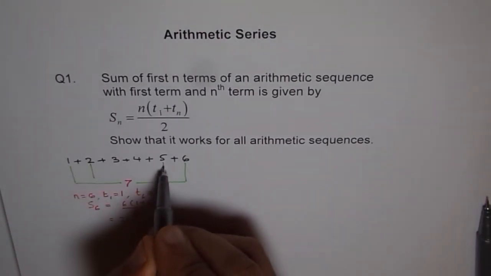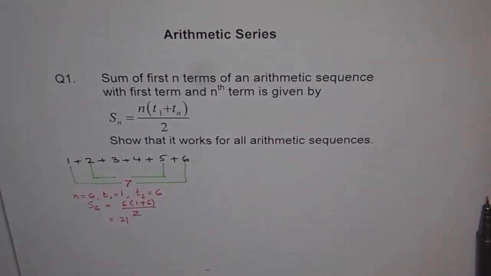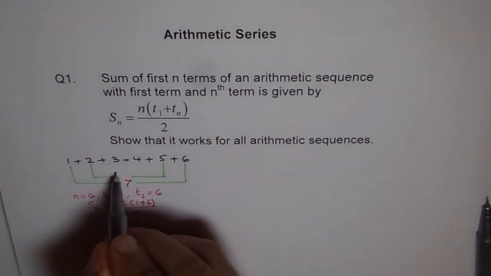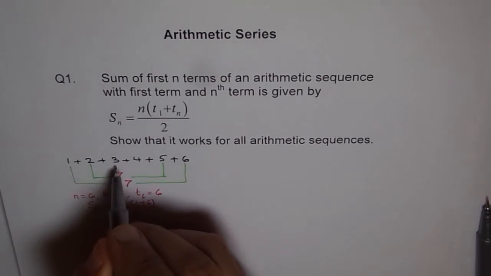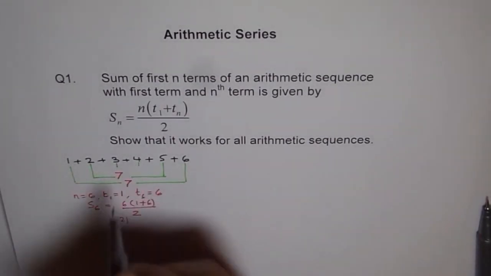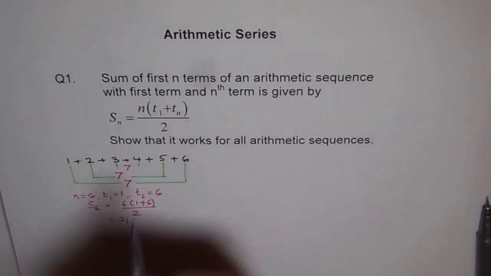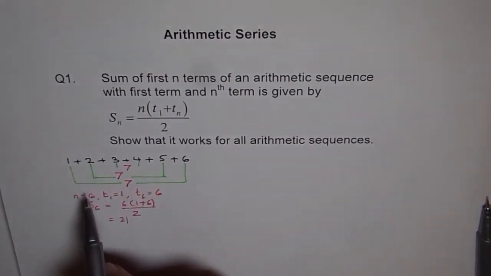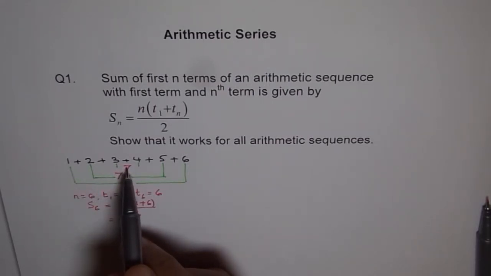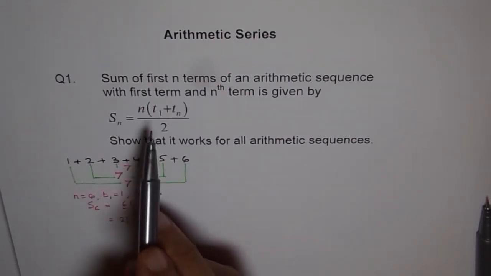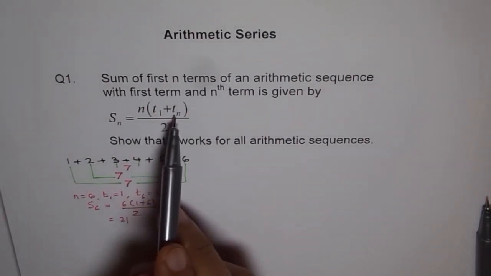Now let's take these two numbers, second and second last, and add them. When we add them, what do we get? We get 7, right? Now let's take these terms. When we add them, we get 7. So what do we see here? We get a total of 3 times 7. So 7 is this term, the sum of first and last.